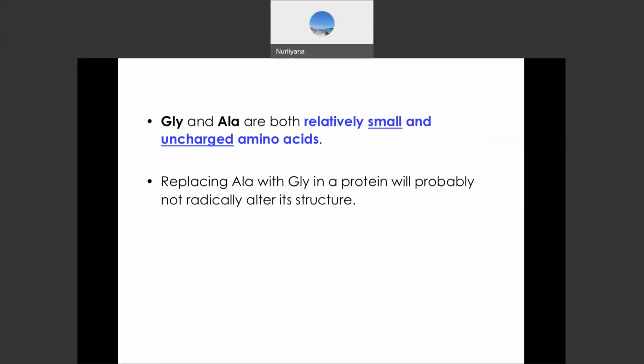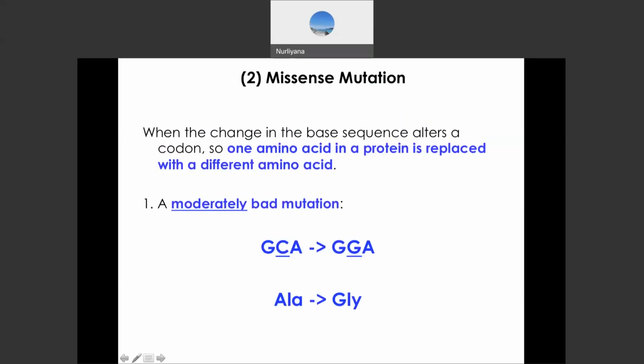You also have to check, the first thing is what type of amino acid it encodes to. Now that we know that ALA has become glycine.